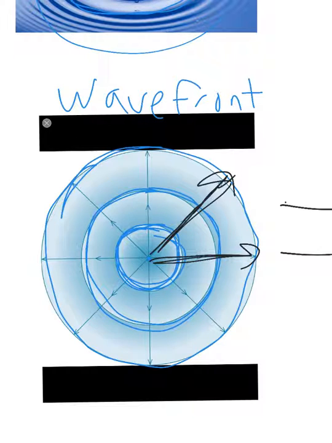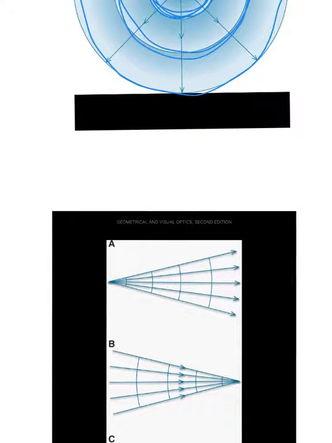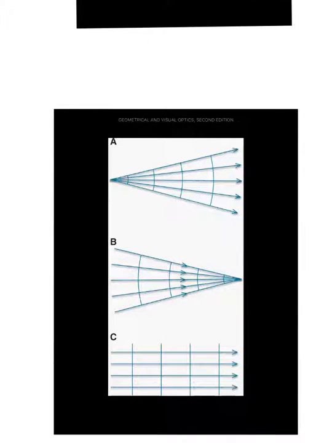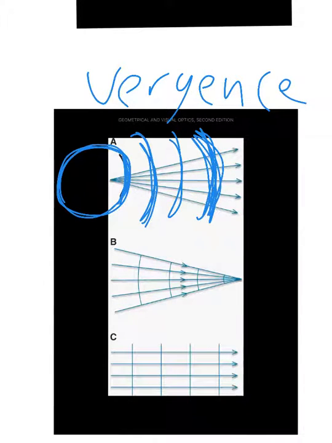Now, there's something else you get from the wave front, called vergence. Again, there's a picture here, and you can see the wave fronts, just like a semicircle. I could draw the complete circle for you, so you can see the wave front here. And here's another wave front, and another wave front. The curvature of the wavefront is called vergence, and you can quantify that by a number.